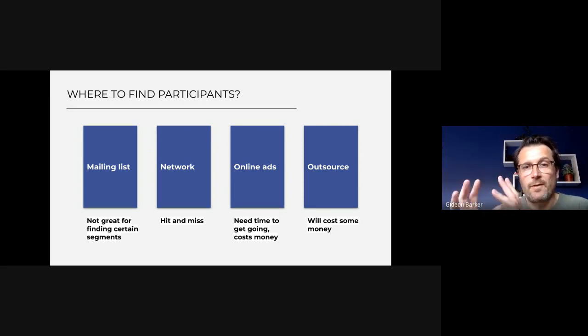You can give them a very detailed specification of exactly who you're looking for, from demographics, behaviors, attitudes, locations, and they will come back to you with the right people. If you wanted to have a conversation about that afterwards, then I'm very happy to do so.